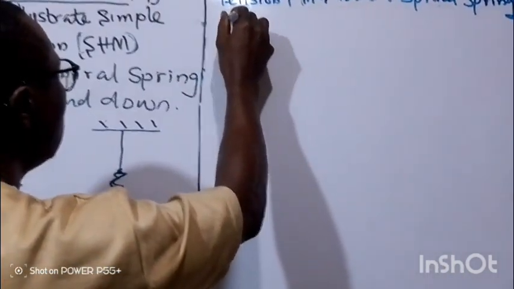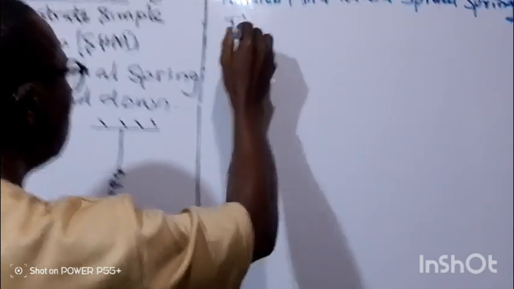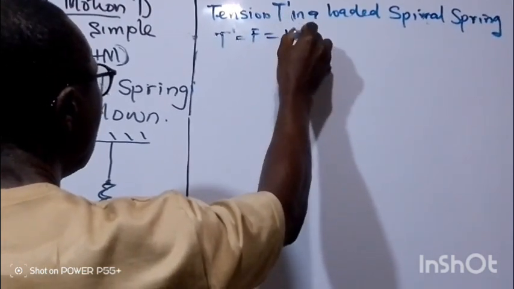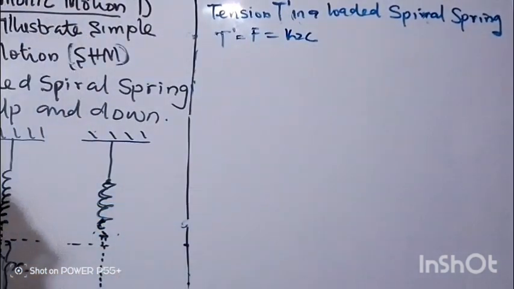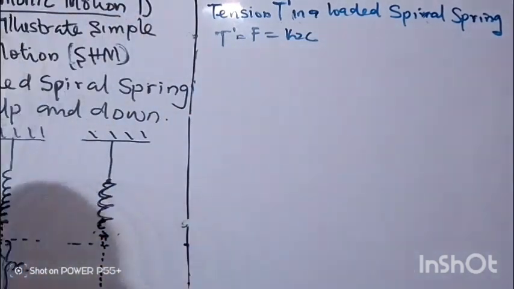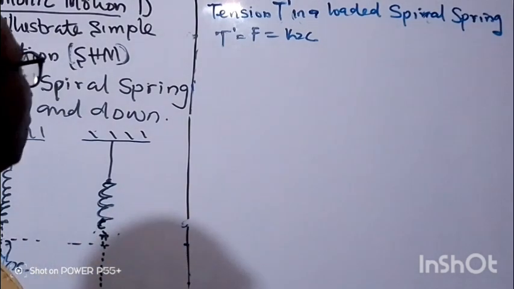So we can now say T prime, just to differentiate between the period and tension, is equal to F, which is equal to Ks. So the tension also is equal to F equals Ks. That is the force constant multiplied by the displacement produced by the load on the spiral spring. That's the tension. Now the next thing is velocity.